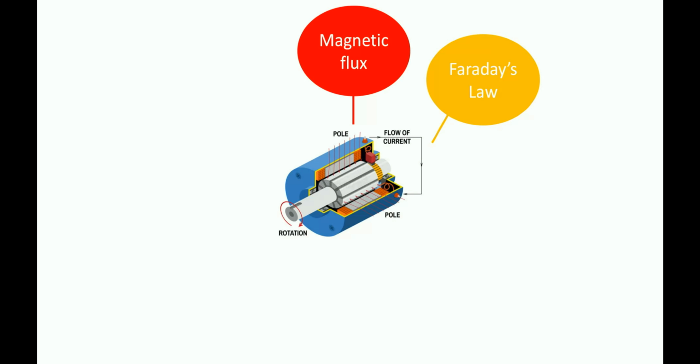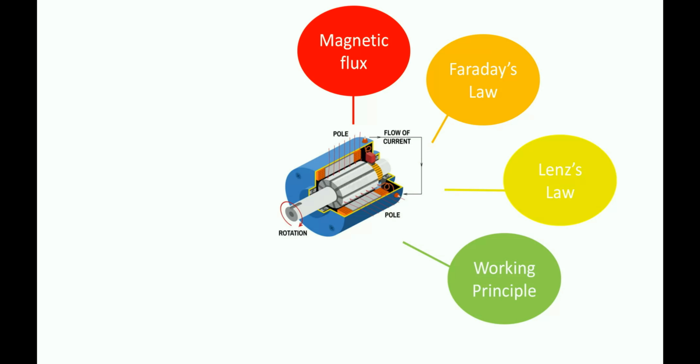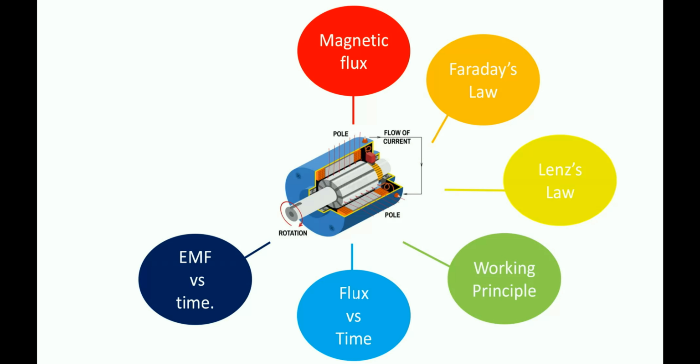Today, we are going to learn more about the DC generator and how it works behind the scenes. First, we need to familiarize ourselves with a few basic elements such as the magnetic flux, Faraday's law of magnetic induction, and Lenz's law. Then, we will look into the working principle of a DC generator to plot the graph of flux against time and electromotive force against time.